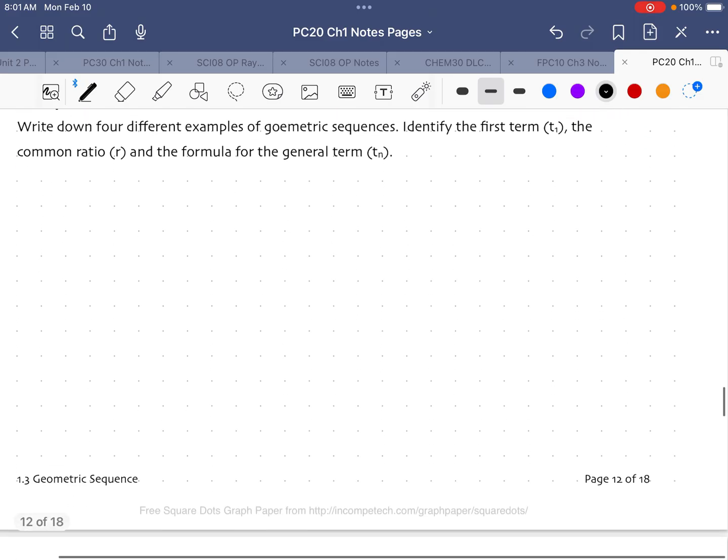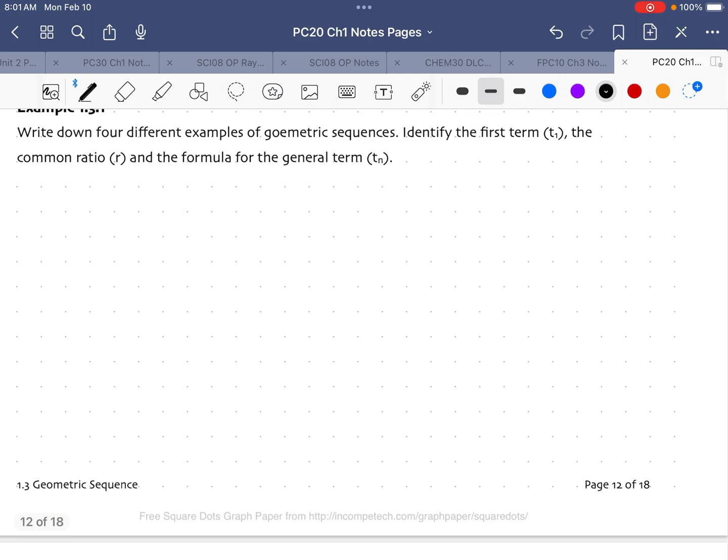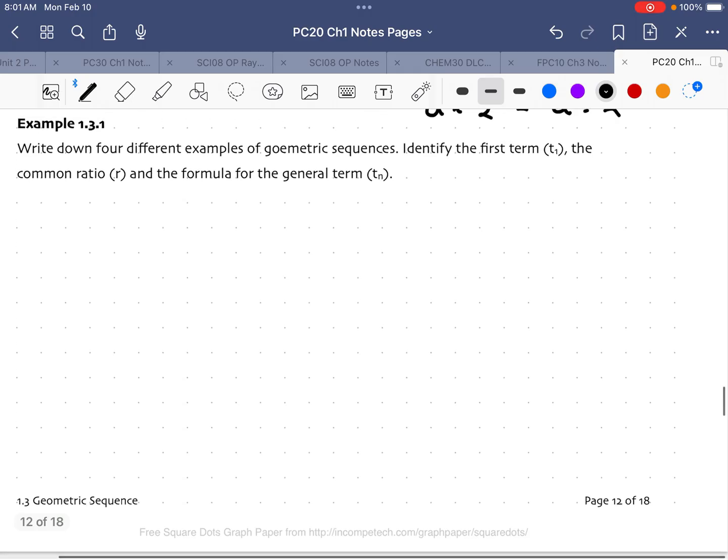All right, so we are going to identify 4 different examples of geometric sequences. We're going to identify the first term, the common ratio, and the formula for the general term. So our first example. We're going to make our first term, term 1, equal to 2. And our common ratio is going to be equal to 3.